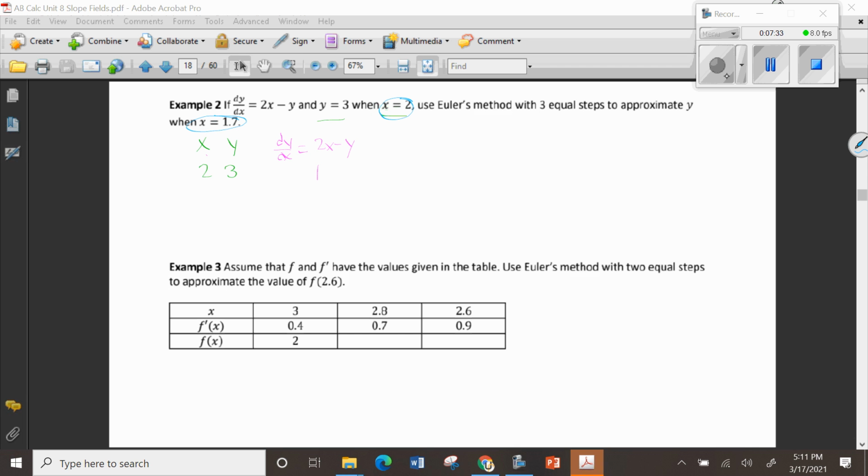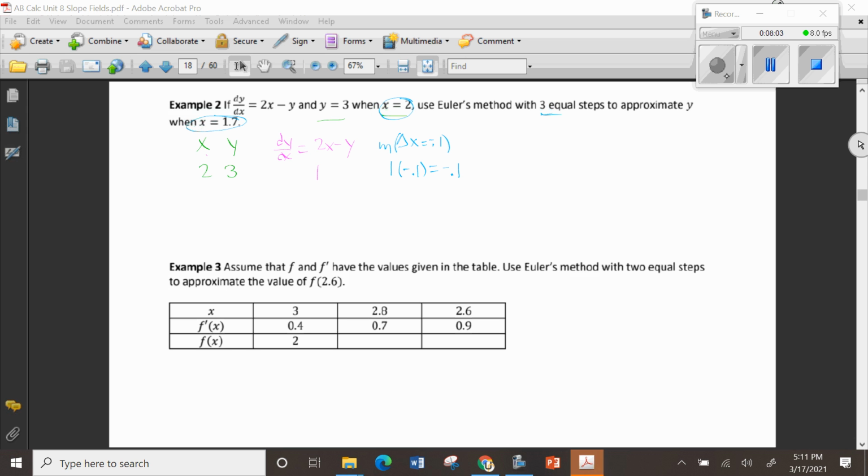So first of all, my change is headed backwards. And it says 3 equal steps. So I'm headed backwards by a total of 0.3. So my change in x is 0.1 and it's negative. So I'm going to take my slope times that. So this first one's easy. 1 times negative 0.1, I get a negative 0.1.